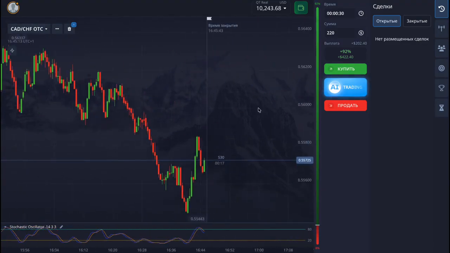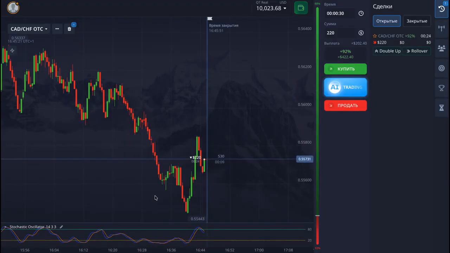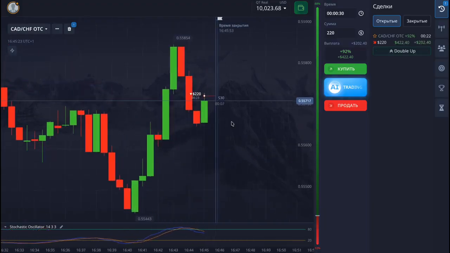Okay. Well, right here, let me try. I'm doing a 30-second down trade with $220. Why did I take it? Because I took it from a higher point. And we see that the indicator shows that the market should go down. And we see it's going, we're waiting for the closing.